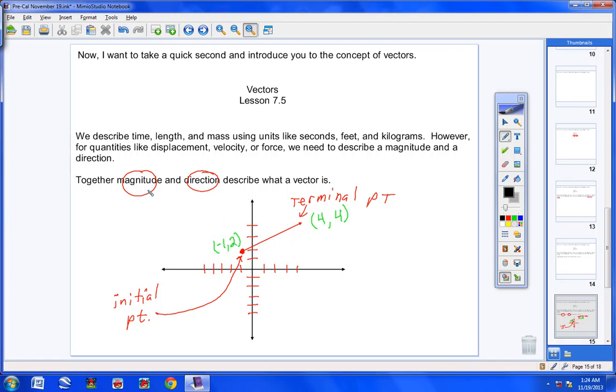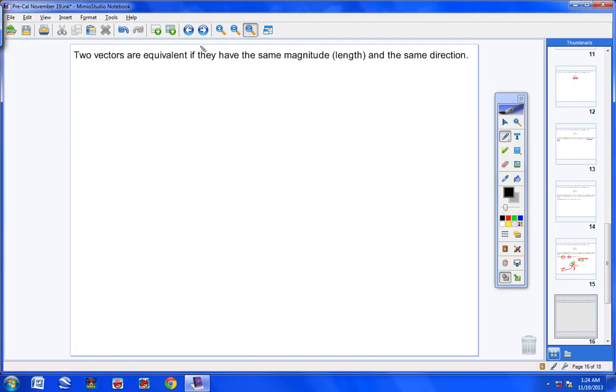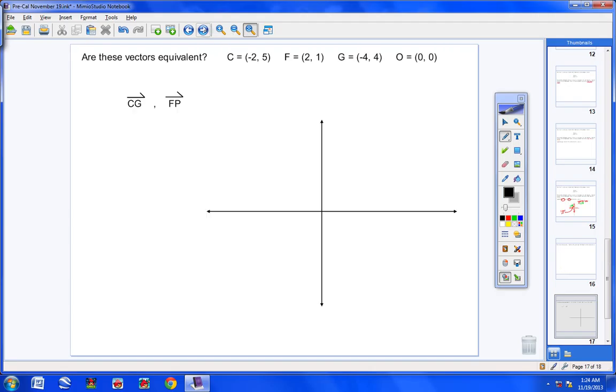So please do get used to that and understand that. When I say what's the magnitude of a vector, that means the length of the vector. Okay? All right, let's continue on. Now this is very important. Two vectors are equivalent if they have the same magnitude or length, and they also have to go the same direction. They have to run the same direction.